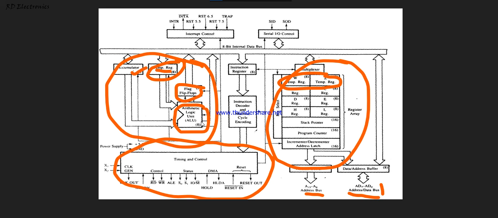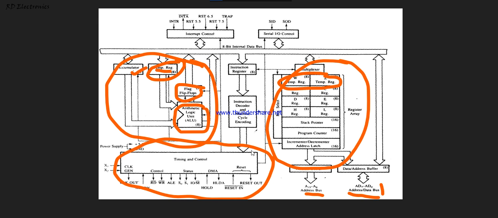After performing, the result comes out on this bus and is present on this bus, and this bus is internally connected through this address bus. This is the interrupt control pin. This is the serial control pin. Using this serial control, known as SID and SOD, we can interface the 8085 in serial mode data transfer. In the next video we will discuss lots of things in each block separately. I will make a video on each block separately.